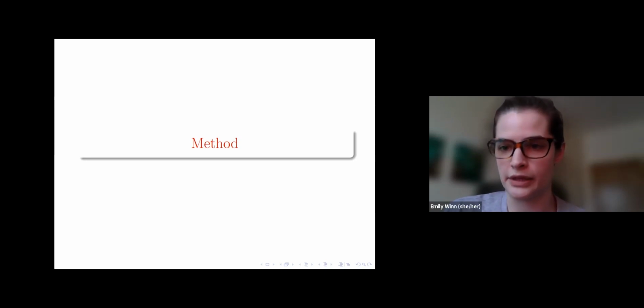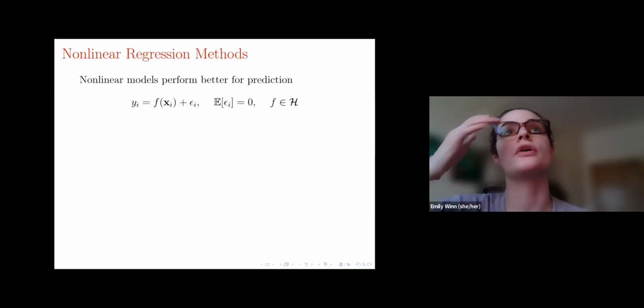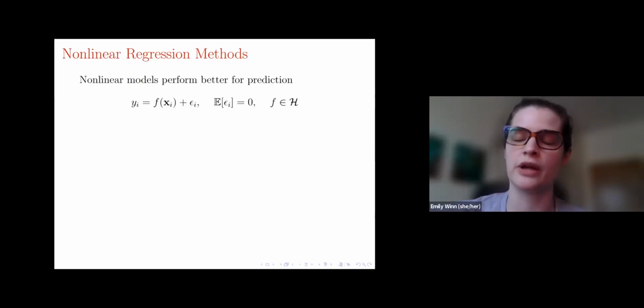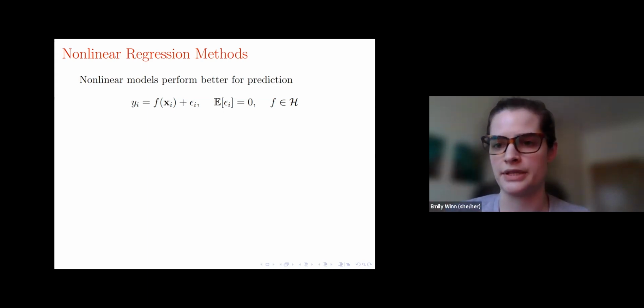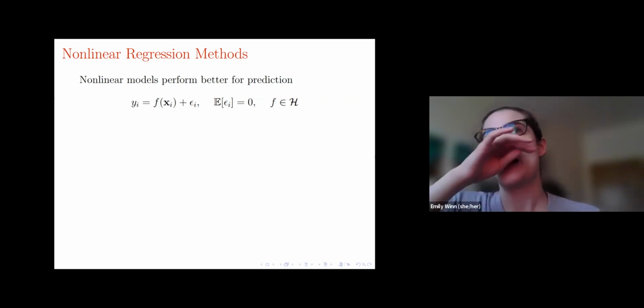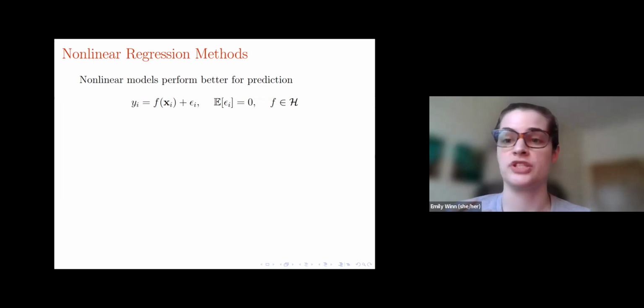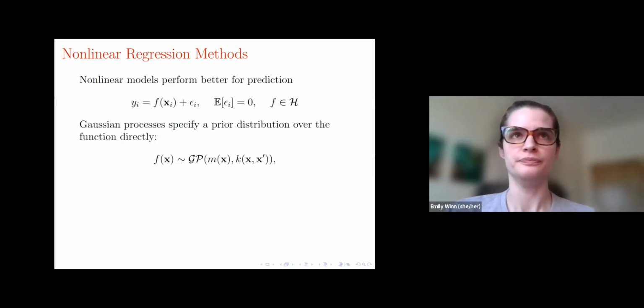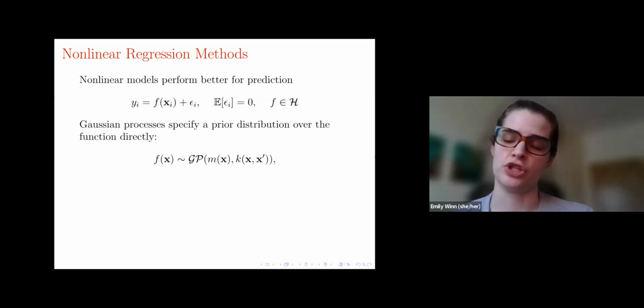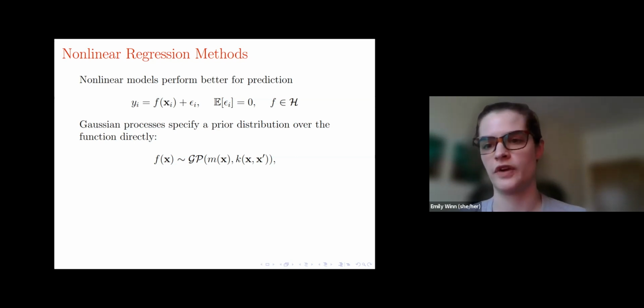All right, so now we're going to get a little bit more into the math of things. So we'll start with the nonlinear regression models, since those are better for prediction. So before I had y equals x beta plus epsilon, now we'll just have y equals some f of x_i plus epsilon, where f is just some nonlinear function. We can use what's called a Gaussian process to specify a prior distribution over this function directly. So a Gaussian process has a mean function and then a covariance kernel.